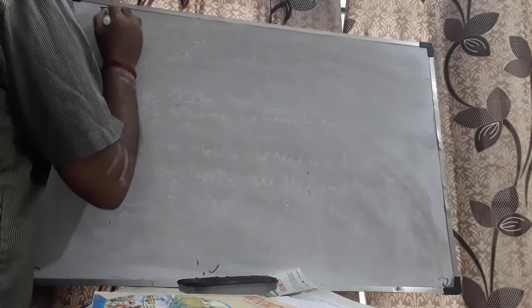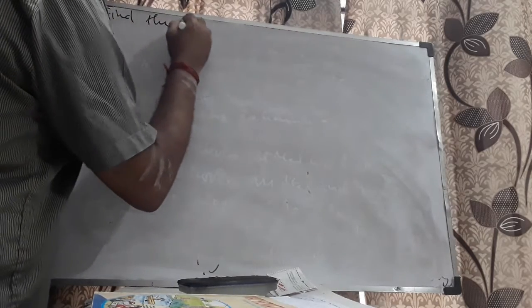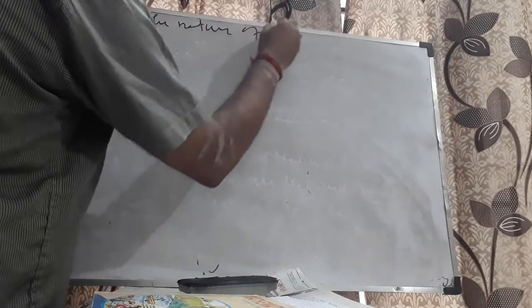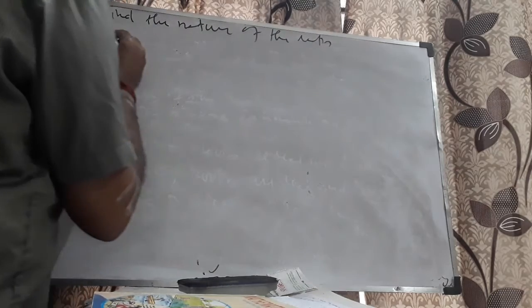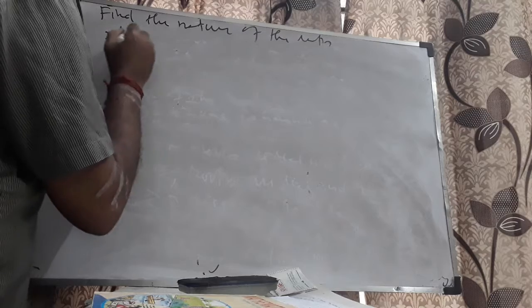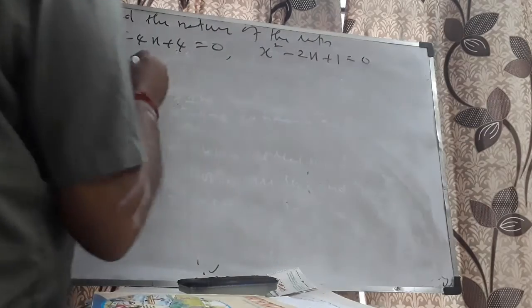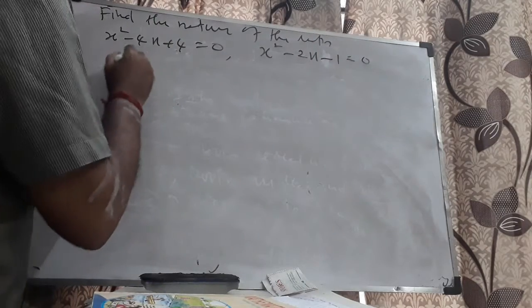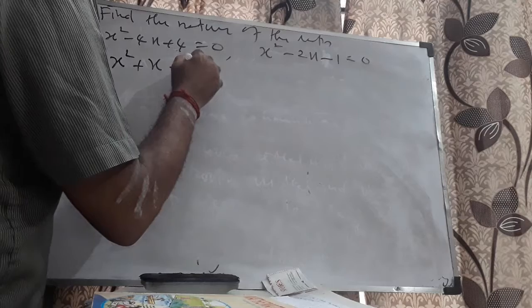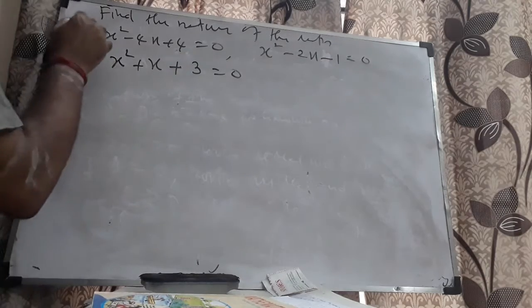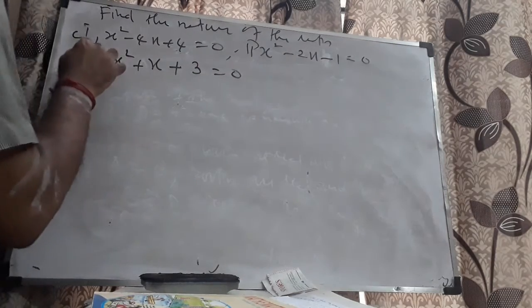Okay, next we can just do some problems under this. Find the nature of the roots. x square minus 4x plus 4 is equal to 0. x square minus 2x minus 1 is equal to 0. And x square plus x plus 3 is equal to 0. I call it 3 different possibilities.